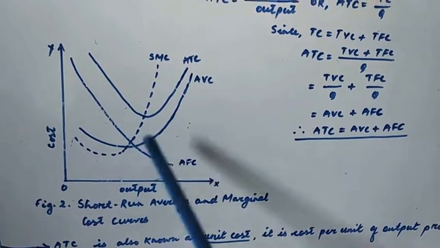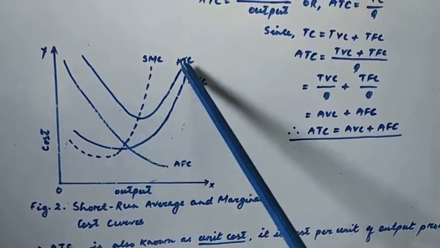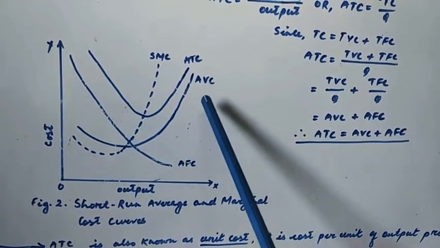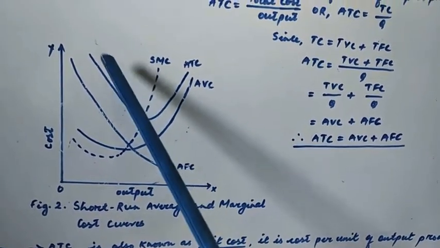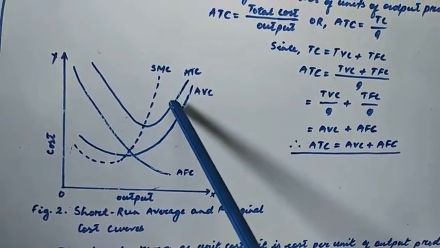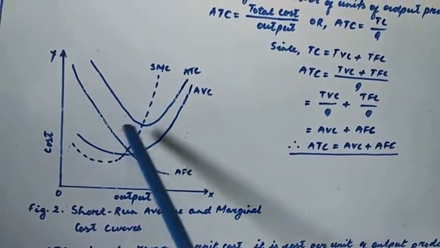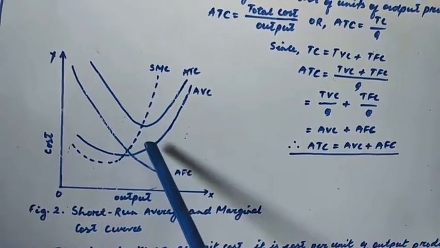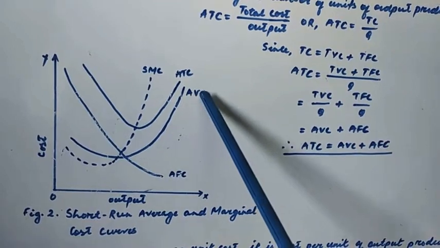And again, let us explain further this figure 2. So here ATC is the average total cost, and like average variable cost, it falls in the first phase and then it rises steeply in the second phase. So it is somewhat similar to the property of the average variable cost.